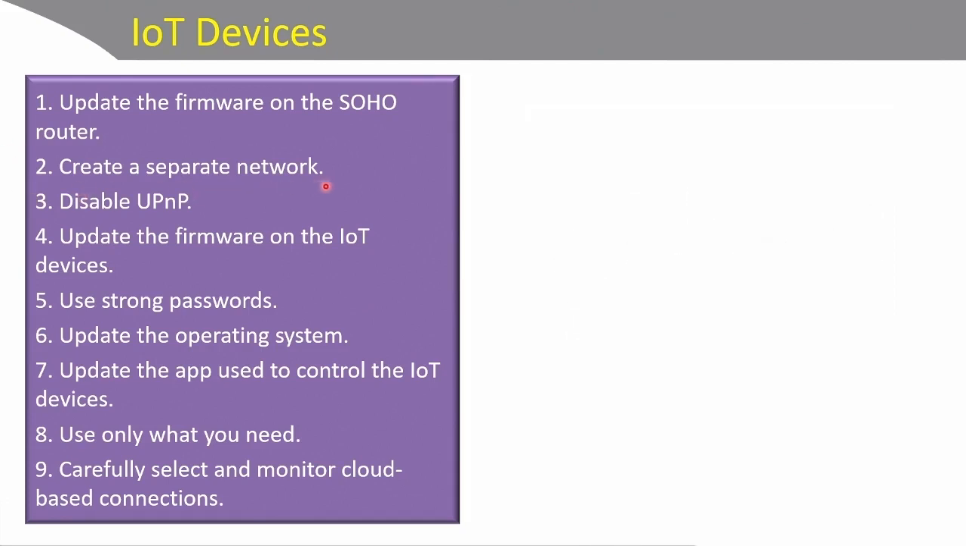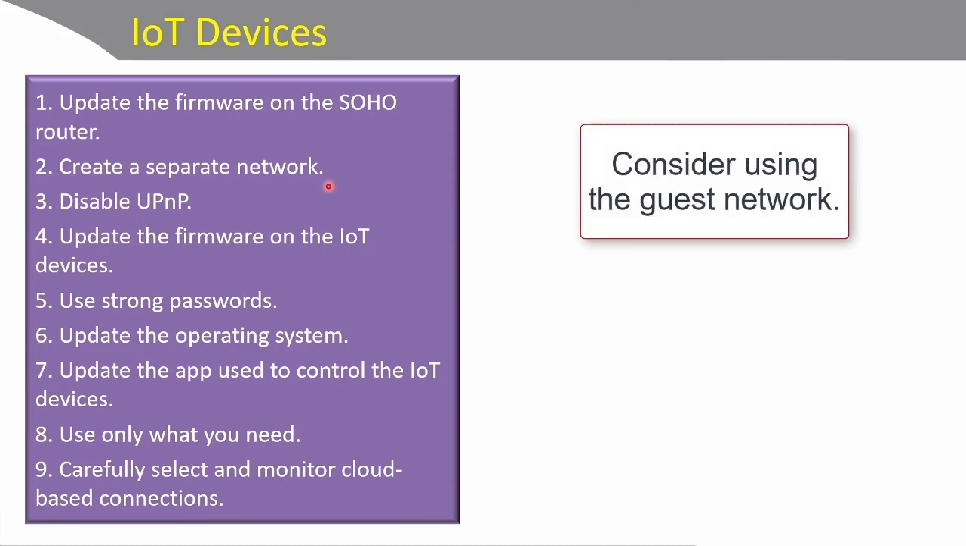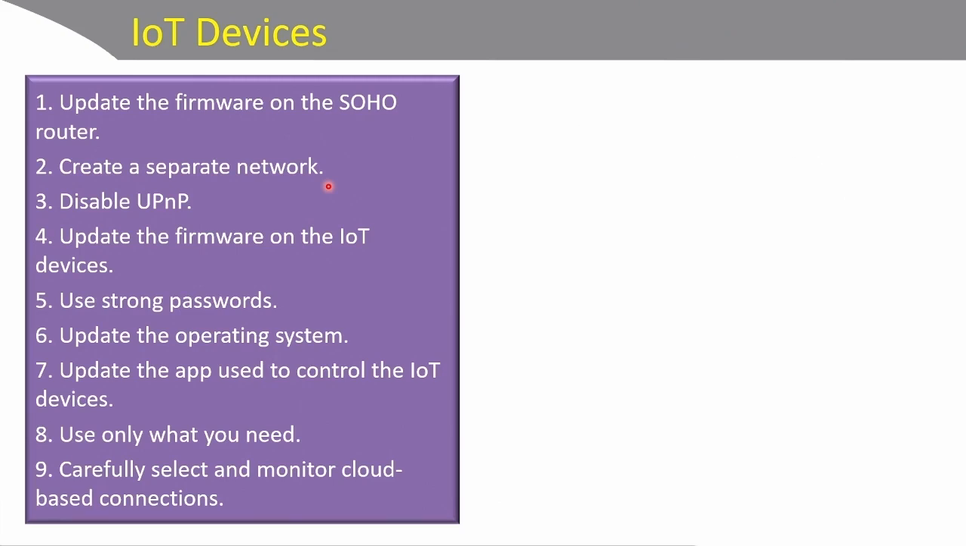Next, create a separate network. One good method is to use the guest network. I do that a lot. But some wireless access points have multiple networks that you can set up. You could use one of those networks for these types of devices, but the guest network works as well. That works well in a small office or in the home. So you set up that separate network and you place the IoT devices on that network.